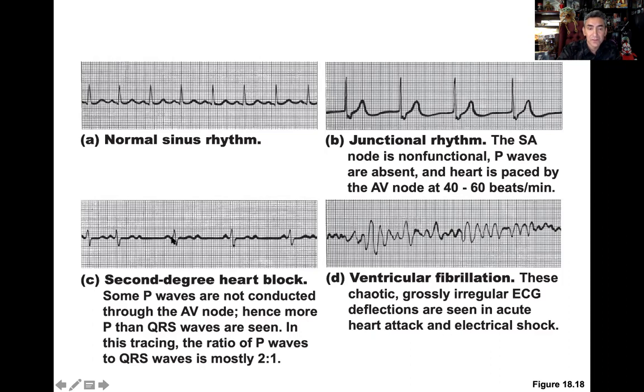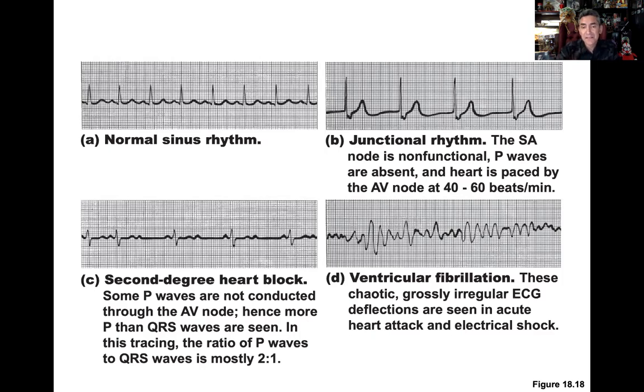So it's still generating a contraction, but at the rate of this junctional rhythm here, right? So these two, junctional rhythm and heart block, are related, but they're not quite the same. In junctional rhythm, the P wave is just absent. And in heart block, the P wave is still doing its job, but not each signal is going to the ventricles.